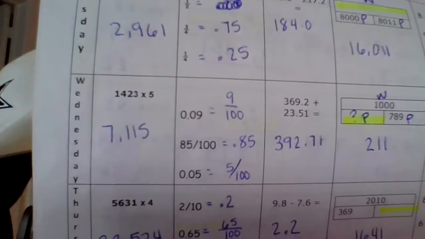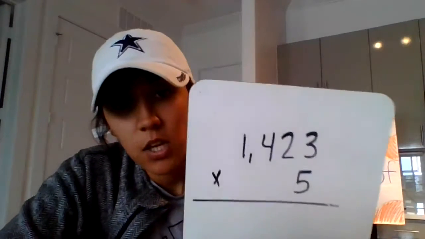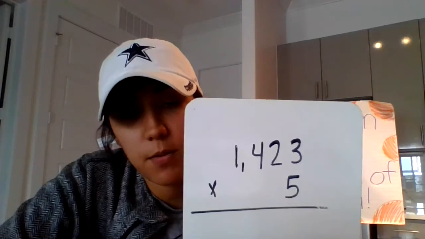Wednesday's Give Me 5 for page number 8. The first problem is 1,423 times 5. So I set it up in the standard algorithm way.